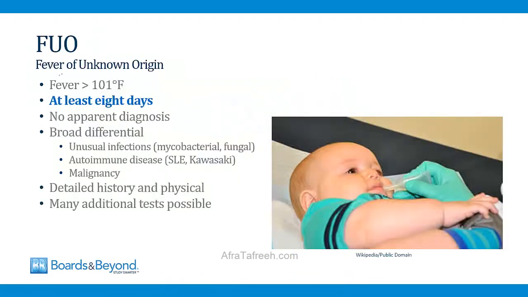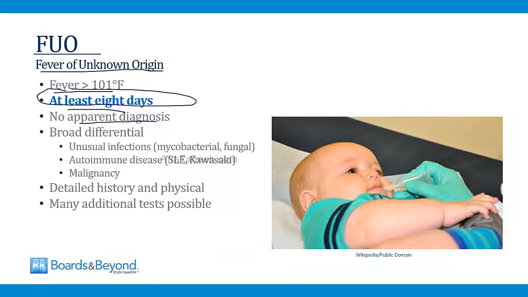I'll finish with one slide on fever of unknown origin, which is usually called FUO. This is completely different from fever without a source, and don't confuse the two. In FUO, there's a fever greater than 101 degrees for at least 8 days with no apparent diagnosis. And in this case, when the fever's been going on for 8 days, the differential becomes very broad and includes lots of unusual, rare conditions.